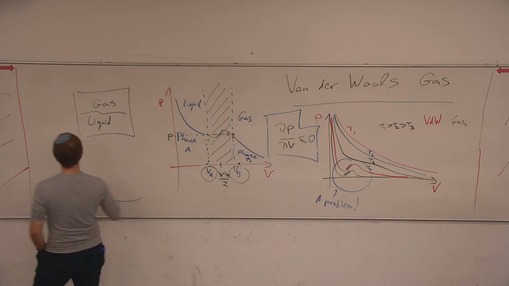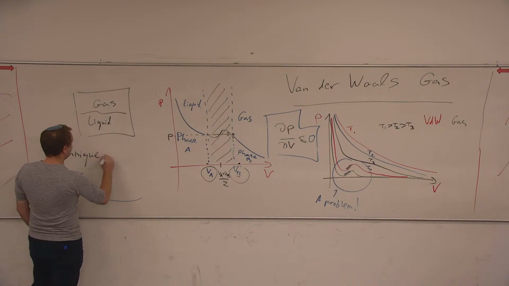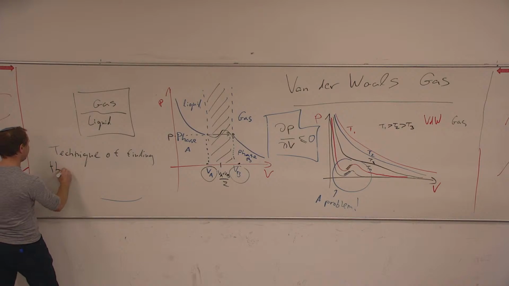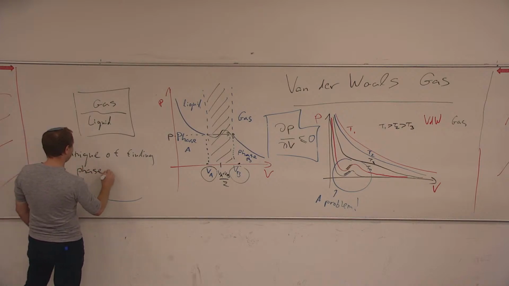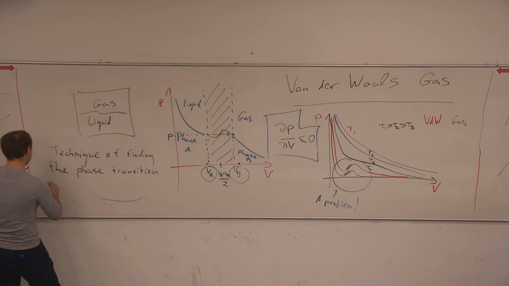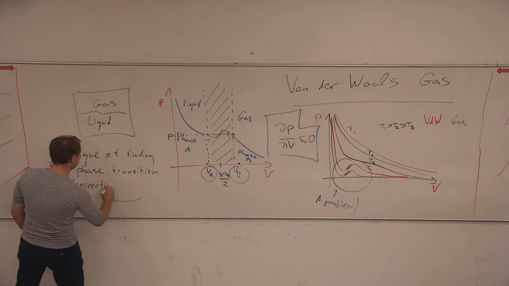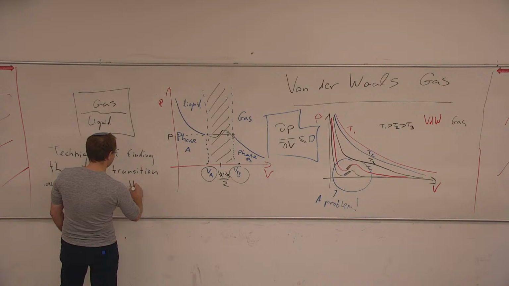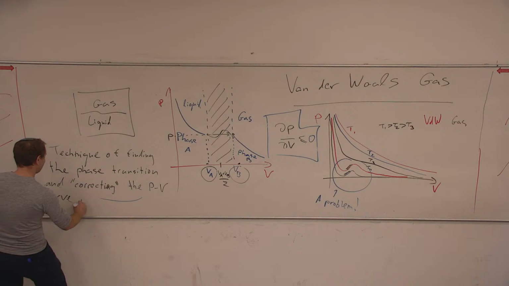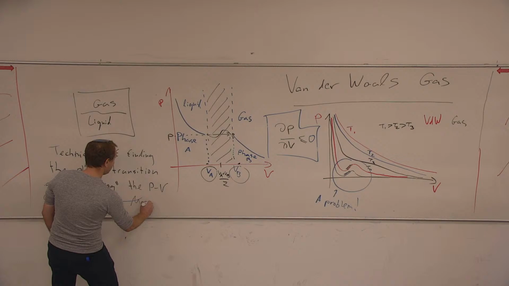So the technique of finding the phase transition and correcting the PV curve is called Maxwell construction.